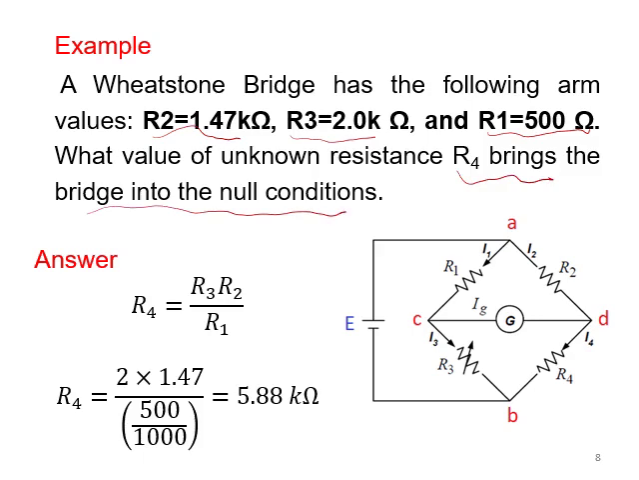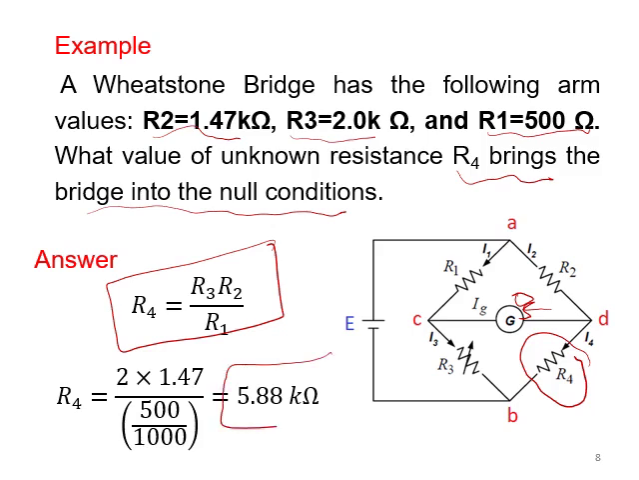Again, null condition means balance. Null condition means the current in the galvanometer is equal to 0. So he's saying here, what is the value of R4 which makes the current here equal to 0? That means the bridge will be balanced, which means I can use this formula. So in this case, we can apply the formula by saying R4 equal to R2 R3 over R1. Substitute the values, and you are going to get the value of R4 equal to 5.88 kilo ohm.